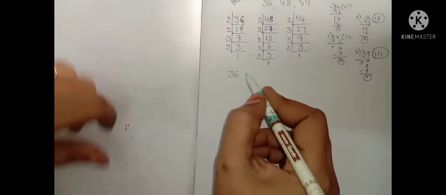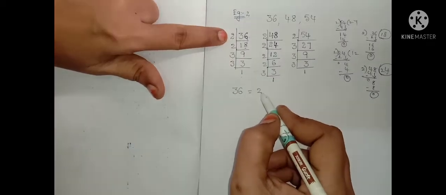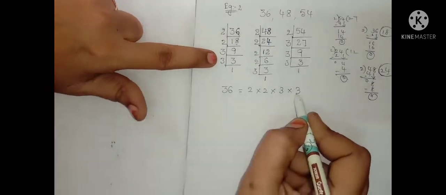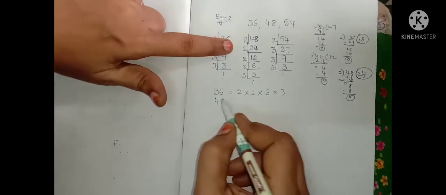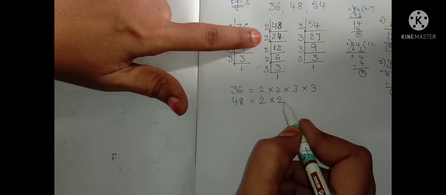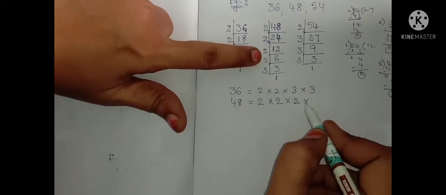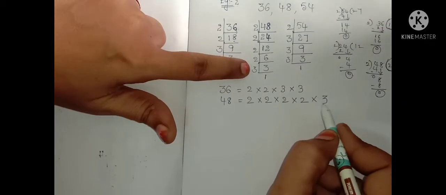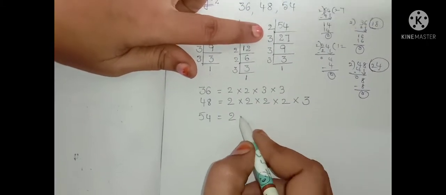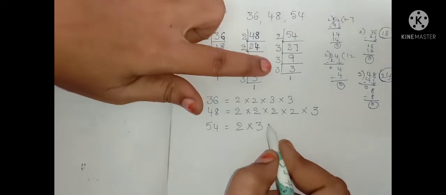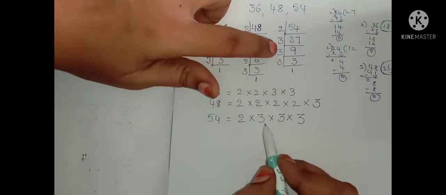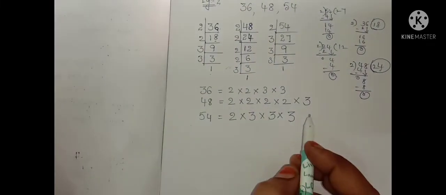Now 36 equals, first which table did you take? 2 table and again 2 table, then 3 table and 3 table. Completed. Next, 48 equals 2, again 2, again 2, again 3. Next, 54 equals first the 2 table, next 3, next 3, and again 3. How many times did you take 3? 3 times, 1 2 3.